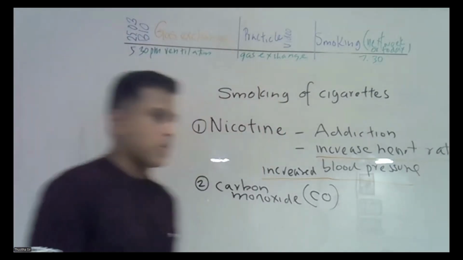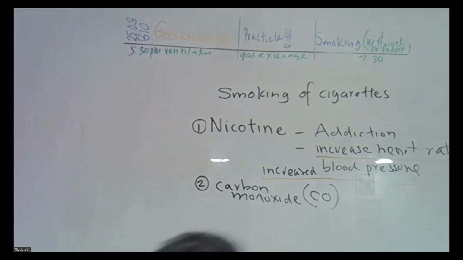The second chemical is carbon monoxide. So under that you can write carbon monoxide binds to hemoglobin and reduces oxygen carrying capacity.